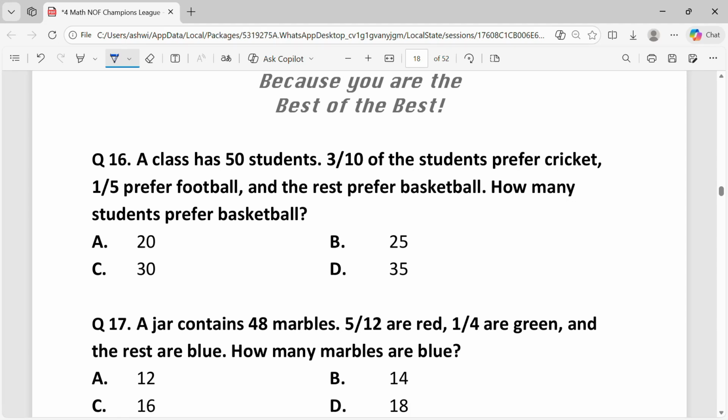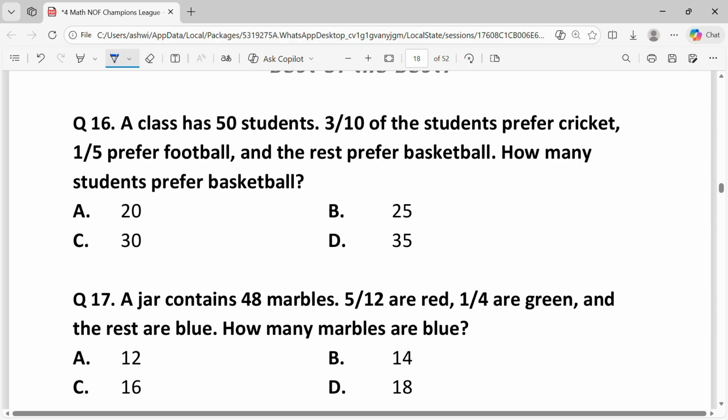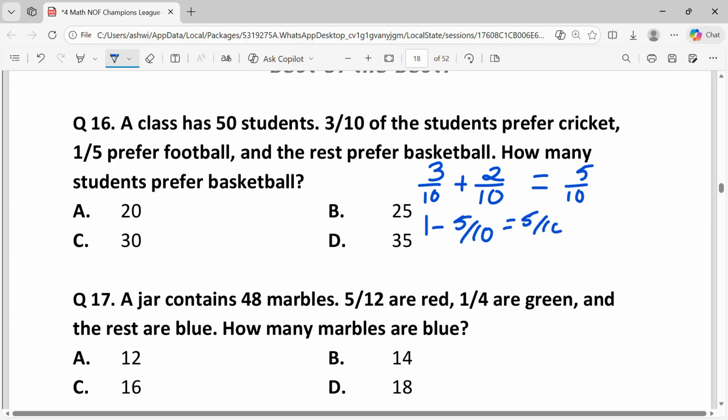Question 16. A class has 50 students. 3/10 of the students prefer cricket and 1/5 prefer football. The rest prefer basketball. How many students prefer basketball? The fraction of students who prefer cricket and football is 3 by 10 plus 1 by 5. That can also be written as 3 by 10 plus 2 by 10, converting 1 by 5 to have the denominator 10. That is equal to 5 by 10. So the remaining students will be 1 minus 5 by 10, that is equal to 5 by 10. So the students who prefer basketball are 5 by 10 into 50, that is equal to 25. That is option B.